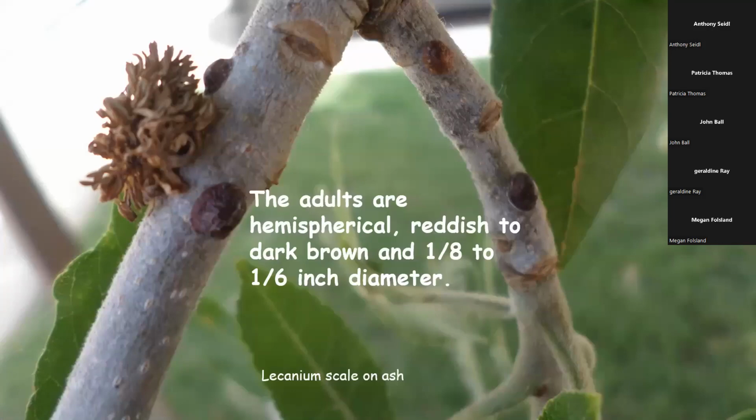The adults are kind of reddish to dark brown, about an eighth to 1/6 of an inch in diameter, fairly large. And I'll find a lot of these on ash, particularly in Sioux Falls and in Aberdeen, fairly high populations there. I'll talk about why a little bit later. But very, very common scale insect. Occasionally someone will call me and think their ash tree has emerald ash borer, and it's actually a very heavy population of this insect sucking the sap out of the tree.